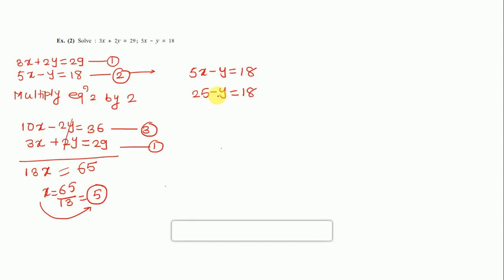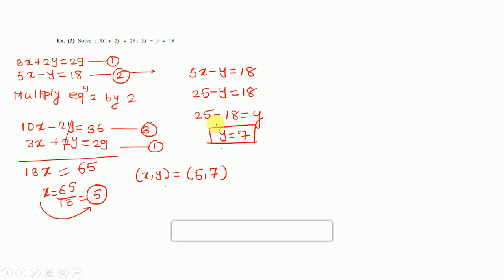So we can take y to this side, it will become 25 minus 18 is equal to y. So the value of y is 7. So here we got the value of x and the value of y. So x comma y is equal to 5 comma 7. Or you can solve these equations by method number 2 also, you will get the same answer. Okay, just try solving these equations by method number 2 and check whether you are getting the same answer or not.